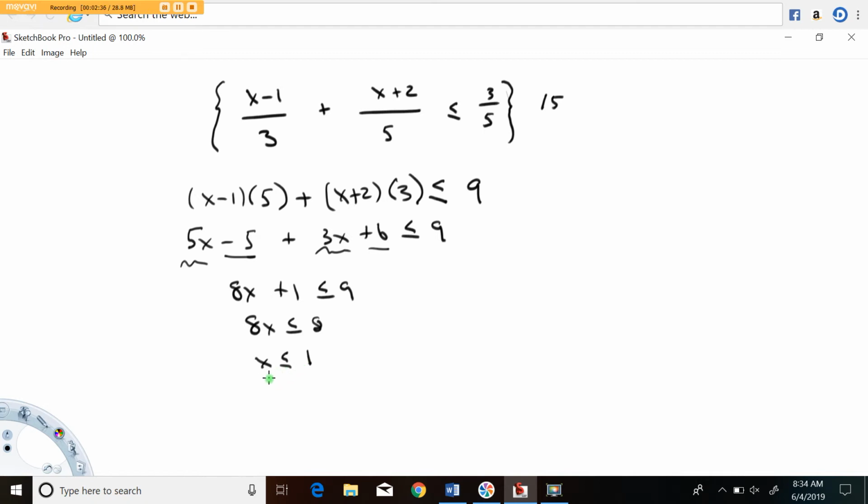Okay, this solution on a number line looks like this. Well, here's 0. 0 is a happy number. I like to put that there. Here's 1 over here to the right. Now, there's equality here, so we'll start with a closed circle on the 1. X less than means all this stuff to the left solves it. So anything like this is a solution to this original inequality.